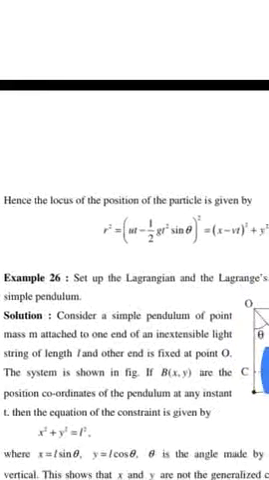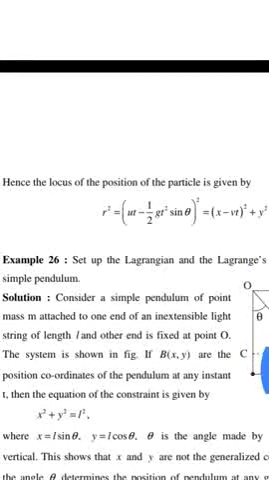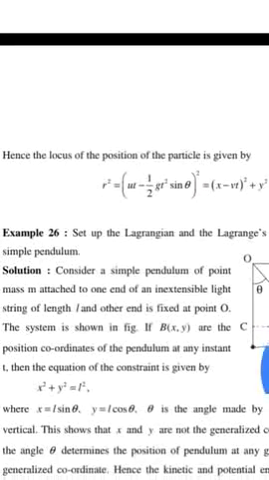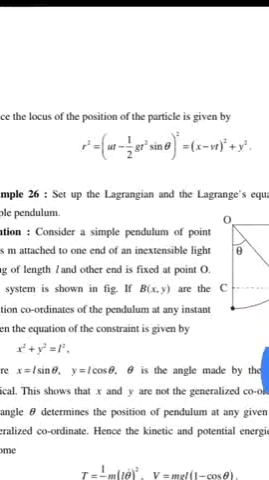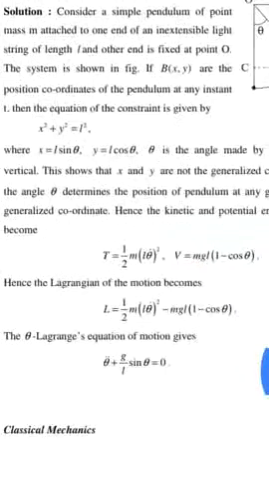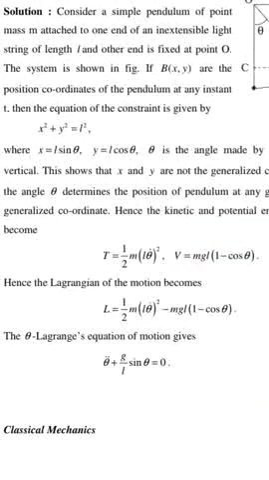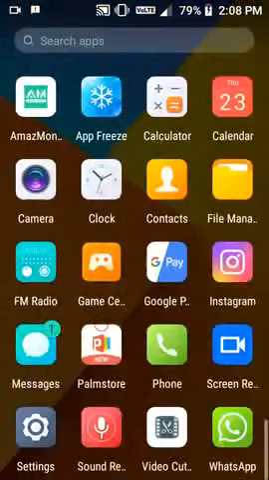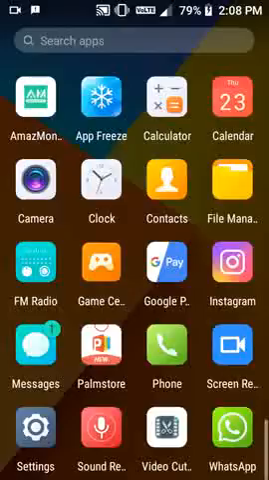And the locus of the position of the particle is given by r square is equal to (ut minus 1 by 2 g t square sin theta) square, that is (x minus vt) square plus y square. This is our today's task.